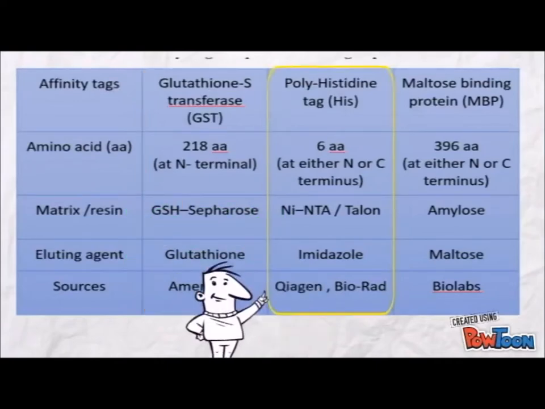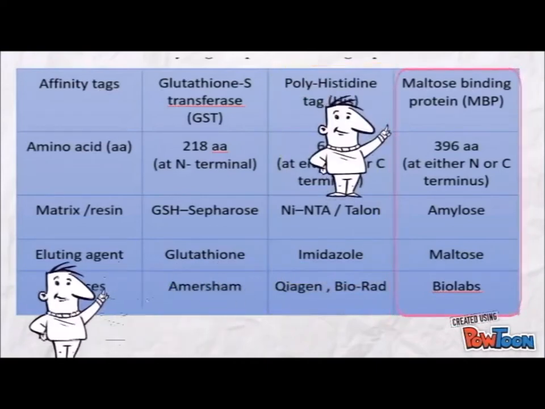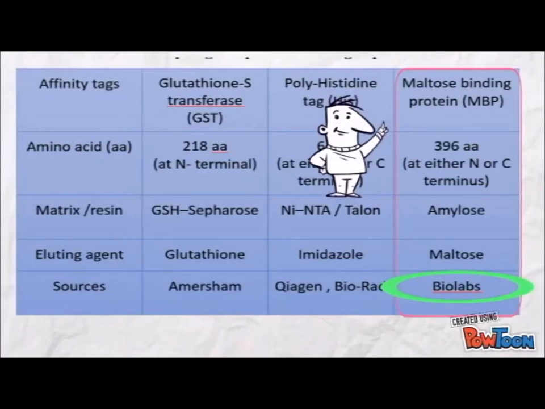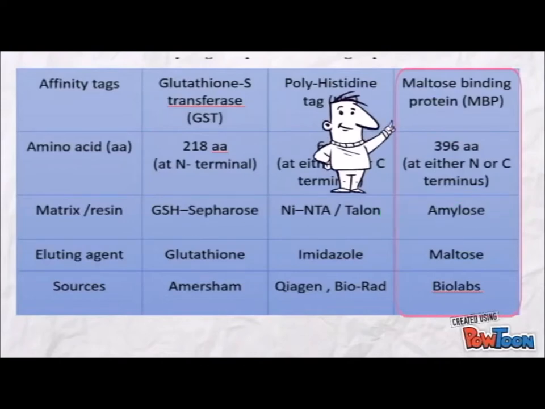For polyhistidine, we can get it from Qiagen and also Bio-Rad, suitable for a 6 amino acid histidine tag either at the N-terminal or C-terminus. The matrix that can be used is nickel NTA. The eluting agent that can be used for histidine is imidazole to get the pure protein. For maltose binding protein, MBP, we can get it from New England BioLabs, suitable for a 396 amino acid tag either at the N-terminus or C-terminus. The type of matrix or resin that can be used for MBP tags is amylose, and for the eluting agent, we can use maltose to get the pure protein.